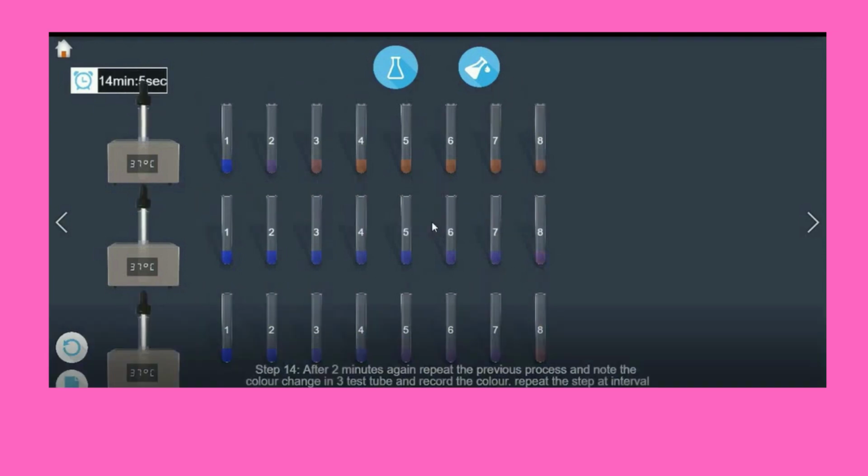But in the first test tube, see, blue coloration is retained. So it means there is only the start of the activity of salivary amylase on the solution. In the second one, partial digestion of starch occurs. In the third one, see, decolorization occurs, so complete digestion of starch occurs.